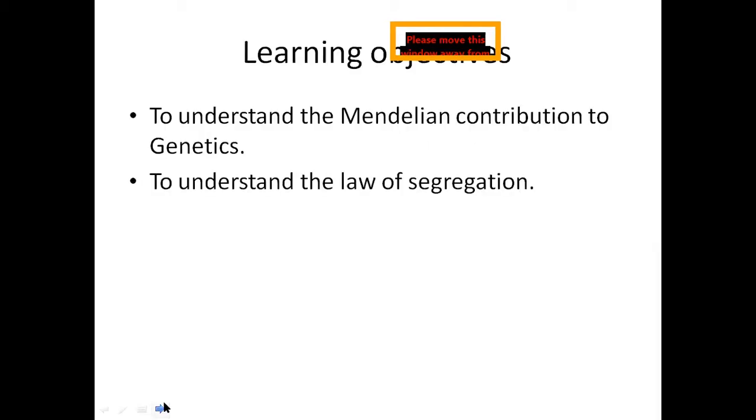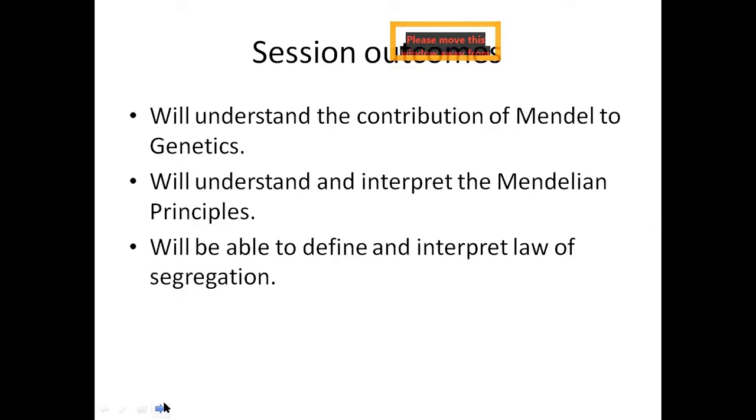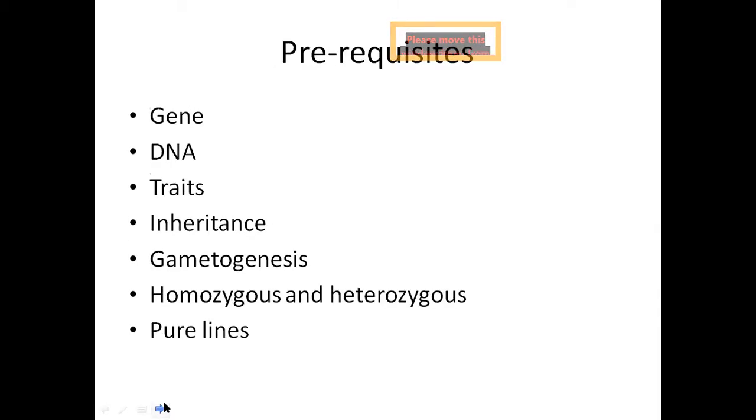Let us move on. These are the learning objectives and these are the session outcomes. Now, in order to start with this lecture, the student needs to have a brief knowledge of these terms. Gene, you all know, is a segment of the DNA made up of nucleotides coding for a specific protein or a trait. DNA is the genetic material of eukaryotes. And what are traits? A trait is a word used to mention the character in case of genetics.